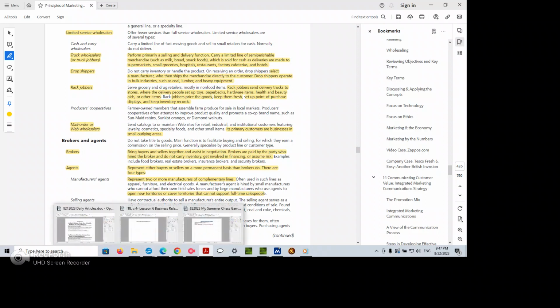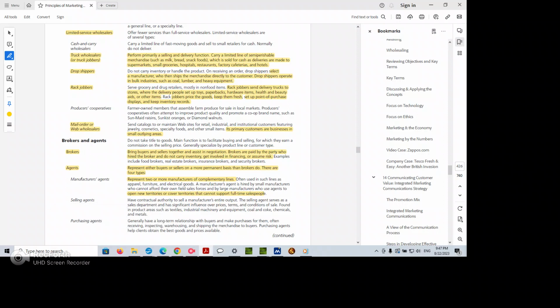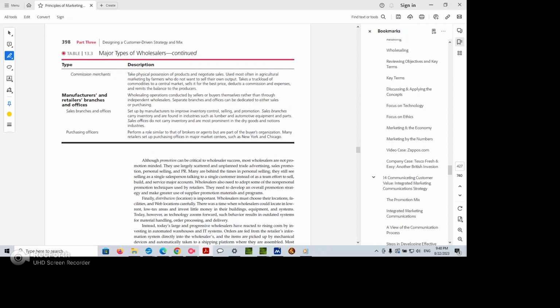You have selling agents, who have contractual authority to sell a manufacturer's entire output. The selling agent serves as a sales department for the manufacturer, with significant influence over price, terms, and conditions of sale. Purchasing agents generally have a long-term relationship with buyers and make purchases for them, often receiving, inspecting, warehousing, and shipping merchandise to buyers. Purchasing agents help clients obtain the best goods and prices available.